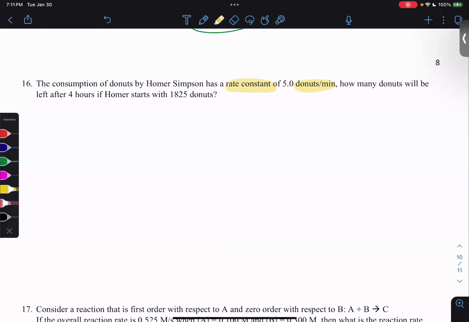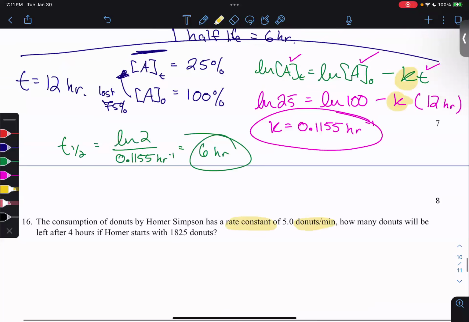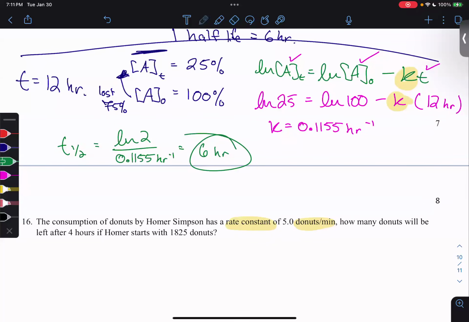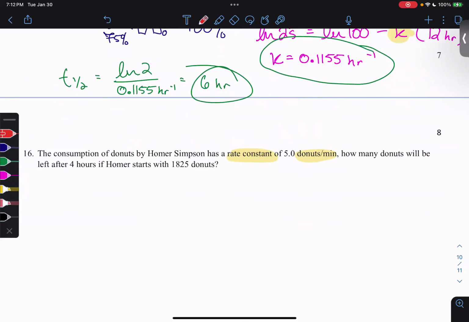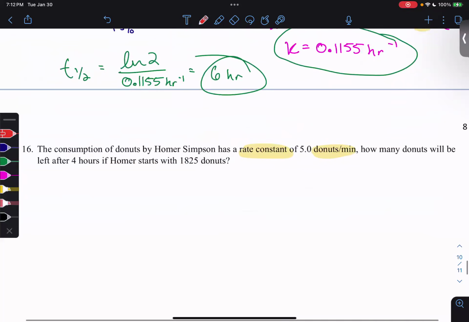So the unit of the rate constant is donuts per minute. Let's look at the unit of the rate constant for a 1st order reaction. It's an inverse time, right? So comparing these 2 units, is this reaction 1st order? No, it's not. So let's determine how we figure out the reaction order given a rate constant. This is the strategy. You don't have to memorize it, I promise.